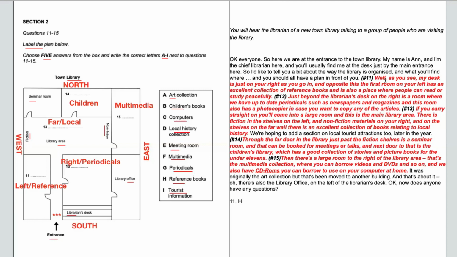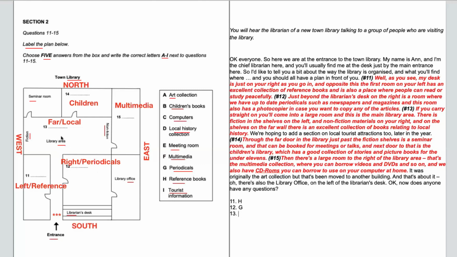She says, well, as you see, my desk is just on the right as you go in. And opposite this, so on the other side, the first room on your left has an excellent collection of reference books. And there we have it. If we follow along from here, we have number 12. She says just beyond the librarian's desk, so beyond would be forward, is a room where we have up-to-date periodicals. And from our key words, we saw that periodical was a key word, and so that should immediately call our attention to G.